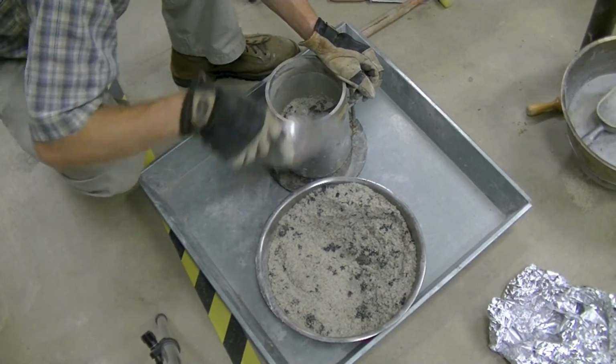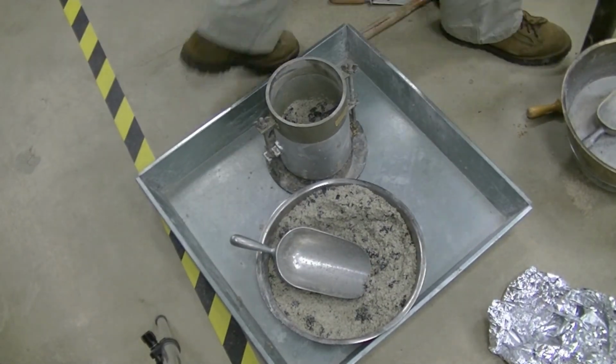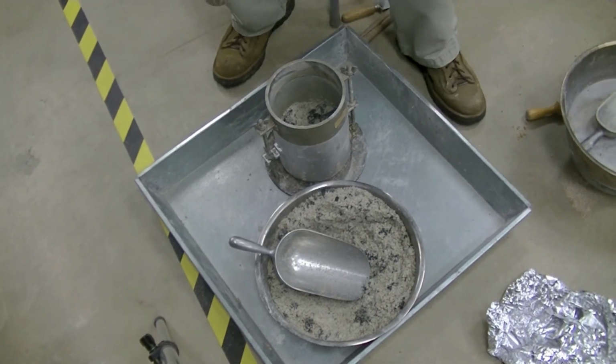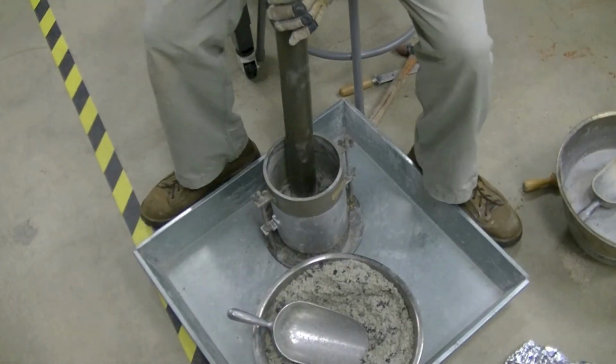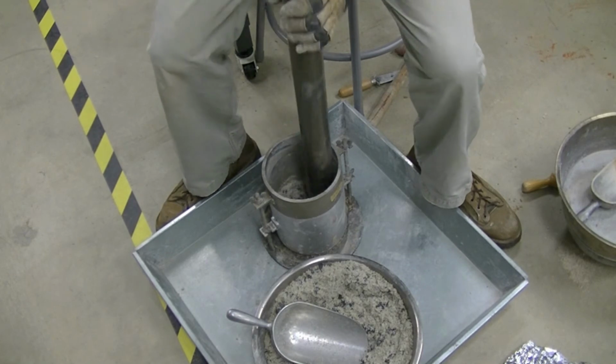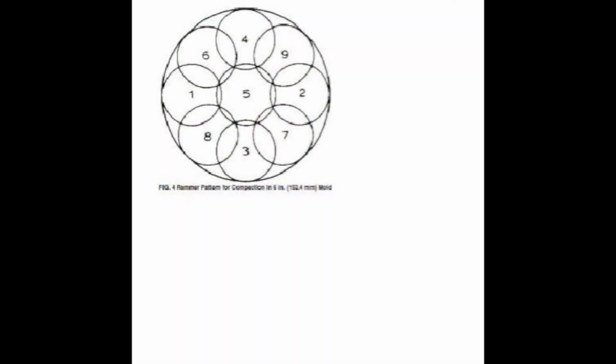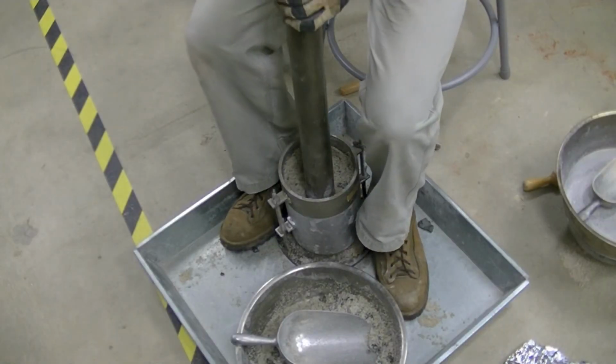Scoop the material into the 6-inch mold until at least 1/5 of the mold is covered with the material. The 6-inch mold is used to ensure larger aggregates can be compacted into the mix. The hammer rotations are a bit different from the standard Proctor. The rotations are still in a cross pattern, but the diagonals must also be crossed. After the 9th blow, proceed in a circular manner until the 56th blow.